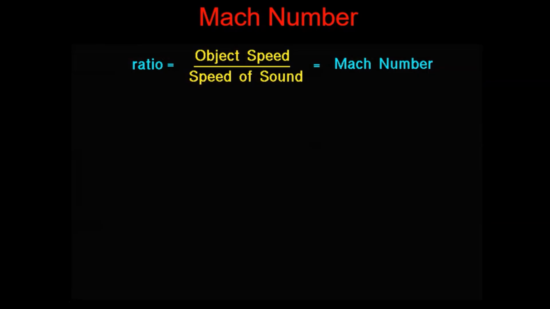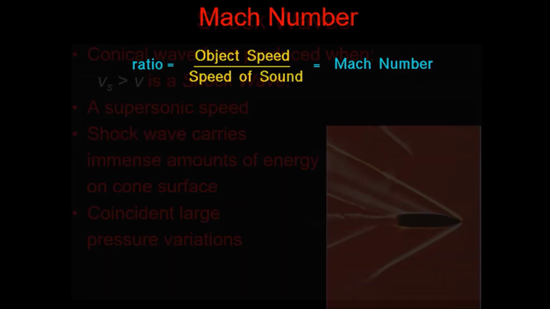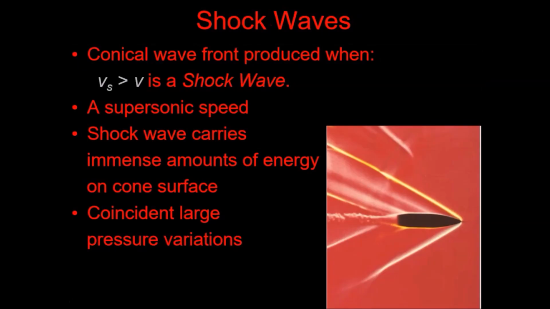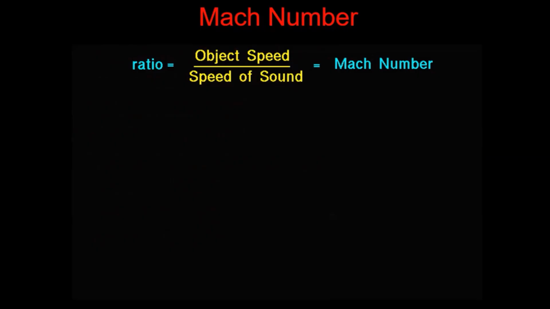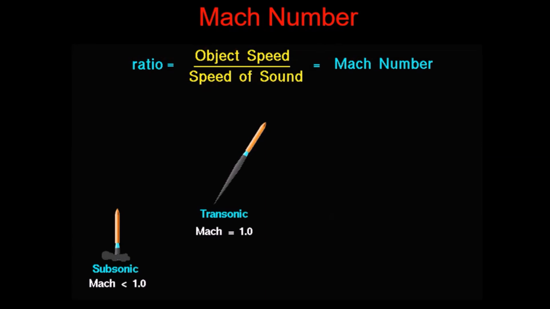So our ratio is the object speed over the speed of sound. And this is something we saw here, Vs over V, velocity of source over V. And that gives you your Mach number. Generally, subsonic systems are Mach numbers less than 1. Transonic, when you're approaching 1. Anything greater than 1 is supersonic. And then we can get into the hypersonic once we start dealing with Mach numbers greater than 5.